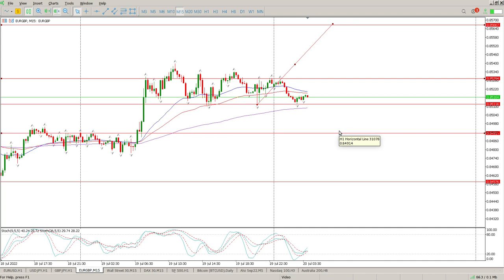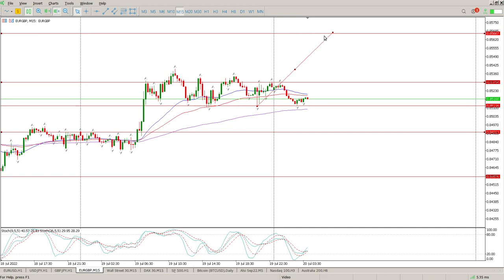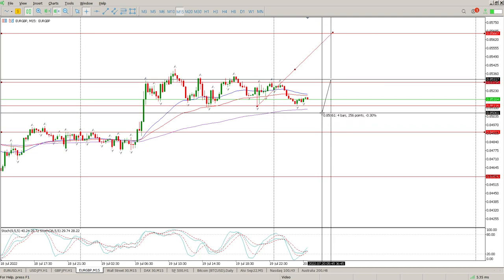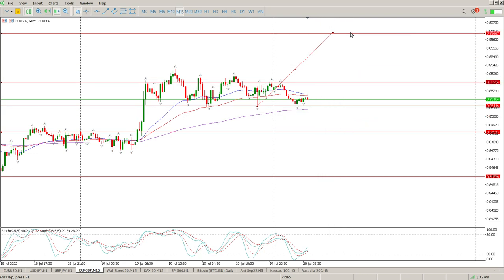That's 2 bits of structure that I see, but I think a break to the upside is going to be pretty violent. You're probably definitely going to be looking for that next level, which would give us a fairly decent trade, to be honest. 256 point stop loss for 350 point gain, so that's a fairly decent risk to reward.